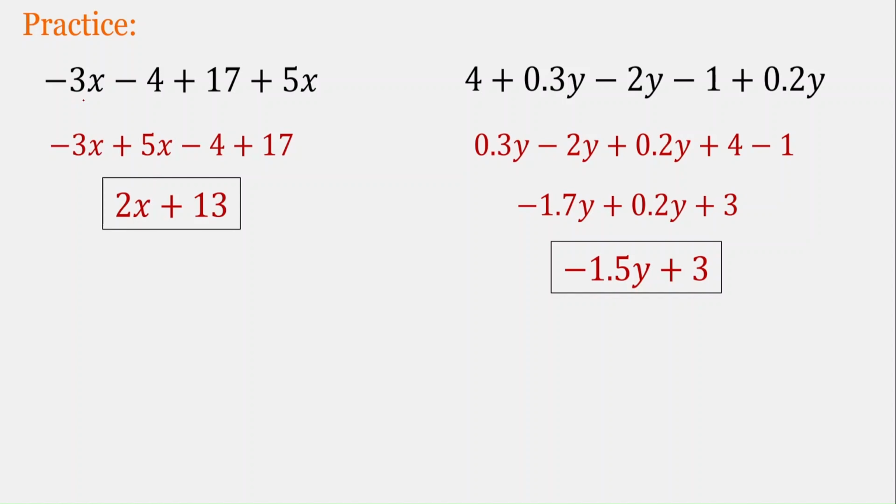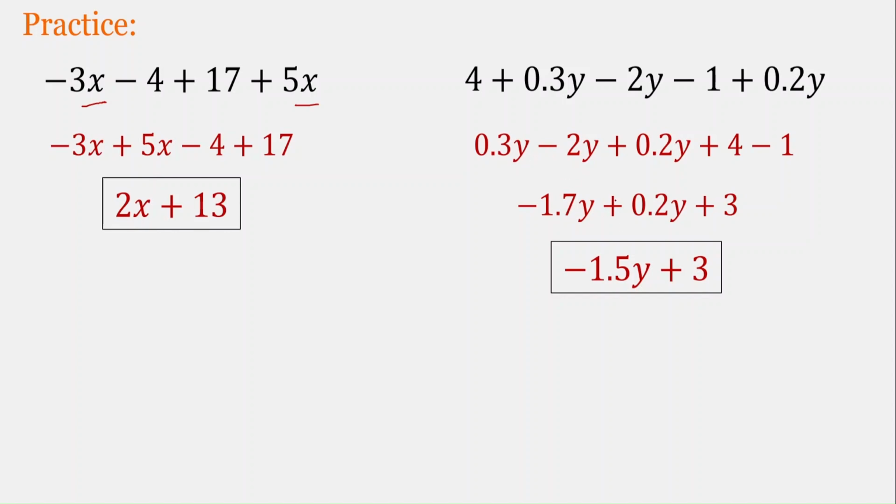With the first problem, we have negative 3x minus 4 plus 17 plus 5x. We have an algebraic term with a variable x raised to the first power, a numerical term, another numerical term, and then an algebraic term with the variable x raised to the first power. So we do have the like terms, negative 3x plus 5x, along with those 2 numerical terms. First thing we'll do is reorder these, grouping our like terms together. So we have negative 3x plus 5x minus 4 plus 17. Combining those like terms gives us 2x plus 13.